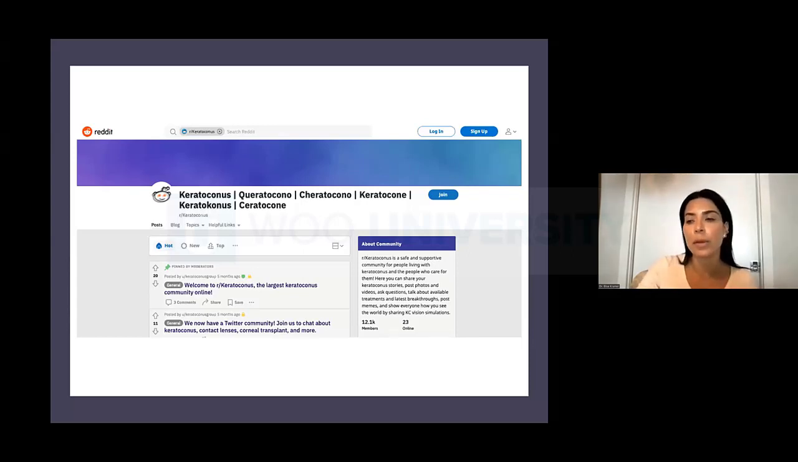But if you, for example, want to know, has anyone tried Hydrapeg on their scleral lenses for keratoconus, people will be able to answer with their experience. So Reddit is a great place, and this specific page about keratoconus is out there and definitely would be a great place to send patients if they want to ask questions and get answers.